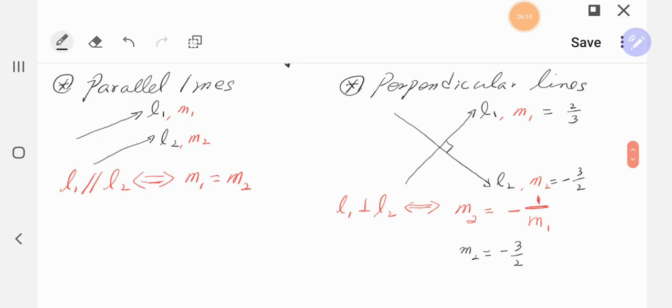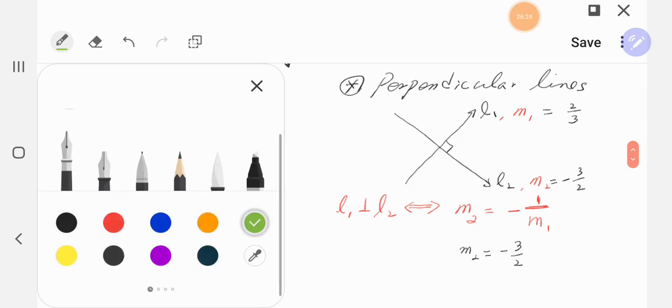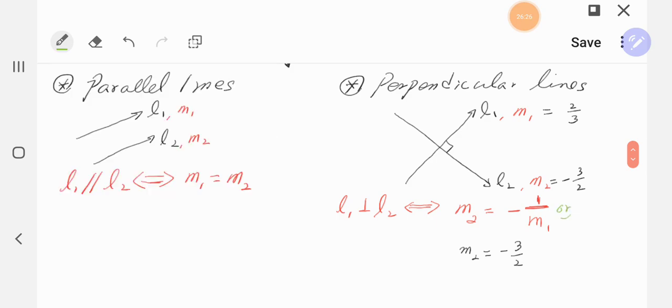Now change the sign. Change the sign of the other slope. Okay, so by looking at this, if we multiply each side by M1, we get rid of this M1 from the denominator. So we'll multiply each side of this equation by M1. Then we have M1 times M2 equal to negative 1, right? So if two lines are perpendicular, then if we multiply the two slopes, the result is negative 1.